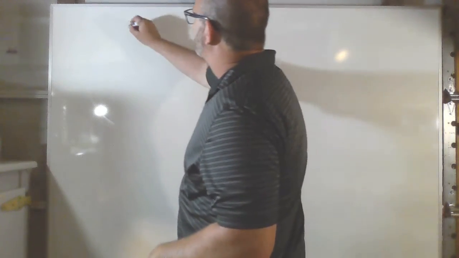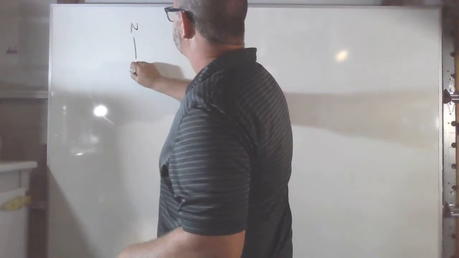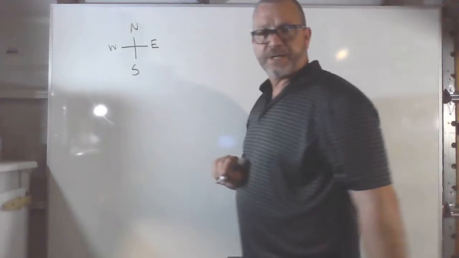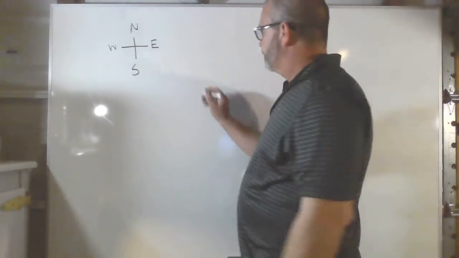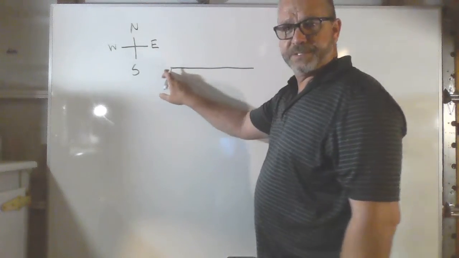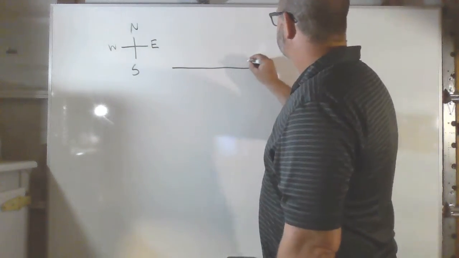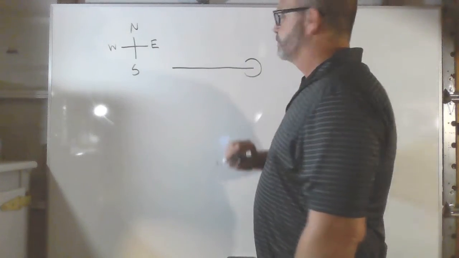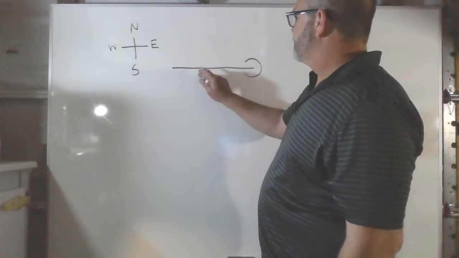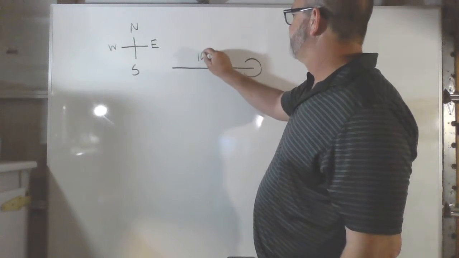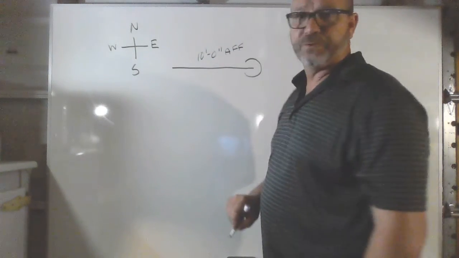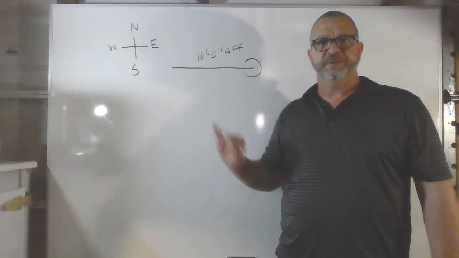So let's say there's our compass, and we're running a piece of pipe from the west to the east, and then we're dropping down. This is the symbol for piping going down. So let's say this is 10 feet above finished floor. So we're sitting at 10 feet above finished floor on this pipe.